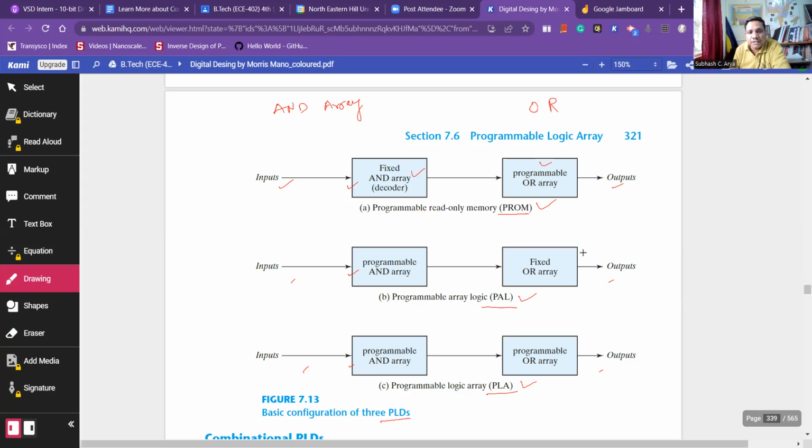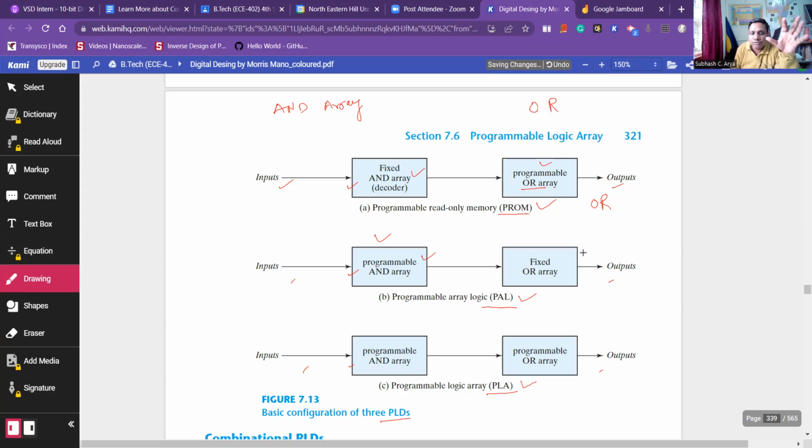So in PROM, the first level, which is the AND array, is nothing but a kind of decoder. It is fixed, meaning we do not do programming here. However, the OR array is programmable. So in PROM, the OR section is programmable and the AND section is fixed. Now going to PAL, you see in PAL, the AND array is programmable.